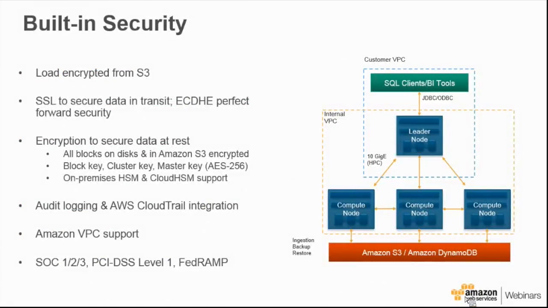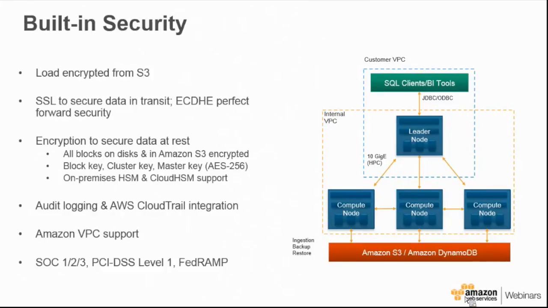Redshift has built-in security at several levels. When you load data from S3, it's transmitted through SSL, and you can use SSL to communicate with the compute nodes. There is encryption at rest, and we use envelope encryption.